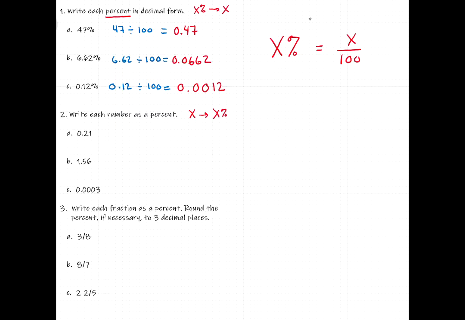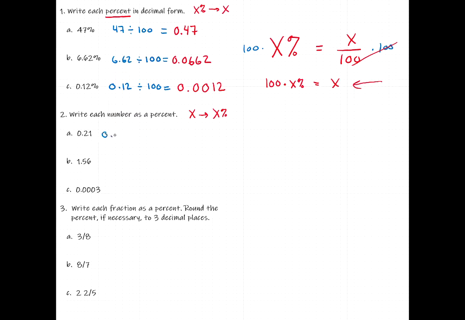So if we take this definition of the percent and then we multiply both sides by 100, we get 100 times x percent equals x, because these 100s cancel. Okay, so to convert a decimal to a percentage, we have to multiply by 100. That's what this is saying here. And just like dividing by 100 shifts the decimal point to the left by 2 places, multiplying by 100 shifts the decimal point to the right by 2 places.